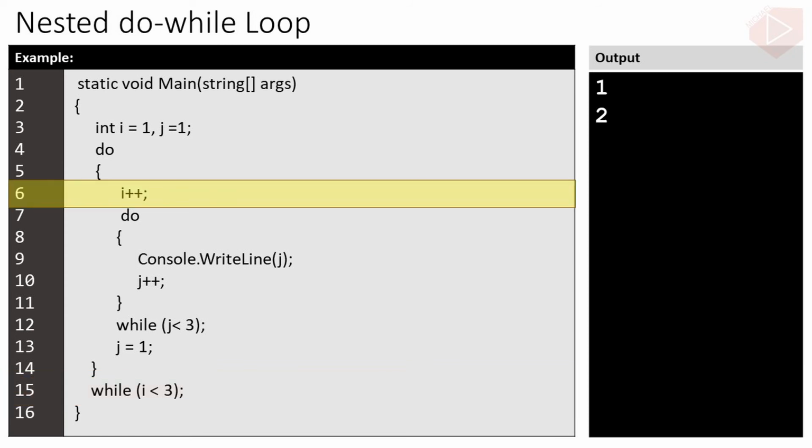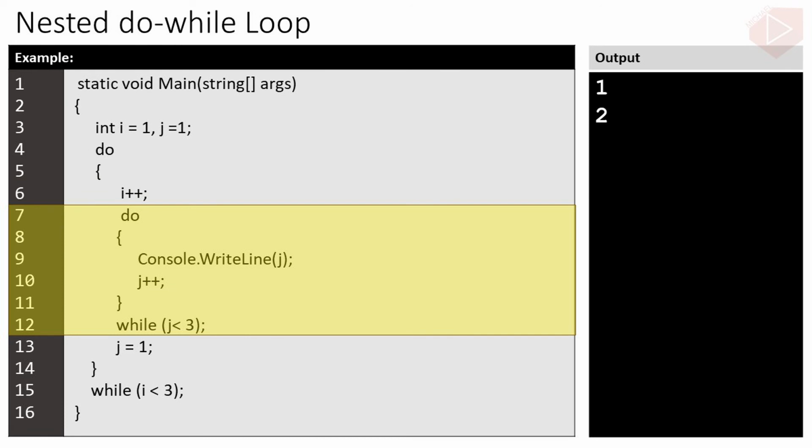First is to increment the value of I. The value of I now is equal to 3 after this statement. Go back again to the inner loop. This loop will just repeat what it does in the first iteration of the outer loop, which prints 1 on the first iteration and 2 on the second iteration.